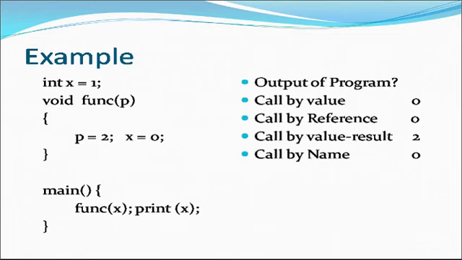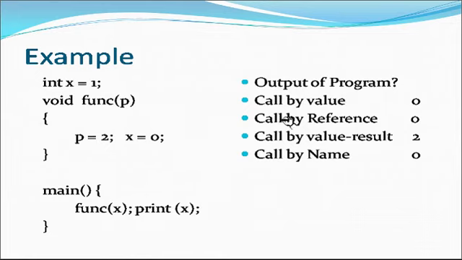Now let's take a very interesting example. And this example is on this side, right? So initially the global x has a value of 1. Now when you make a call to the function, what's going to happen? If you are using call by value, the current value of x, 1, will be copied into p. Now p becomes 2. But then x is not local, it is global. So it is assigned a value of 0. So when you try to print the value of x, how much will it be? It will be 0. So the output of the program, if you are using call by value, is 0.